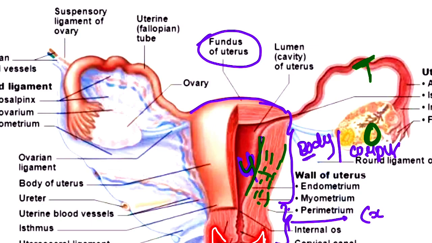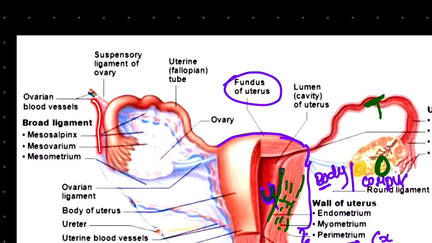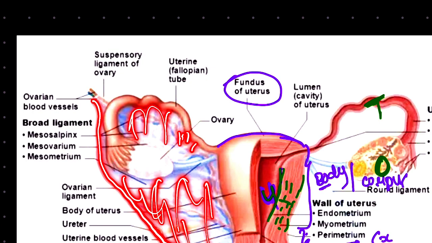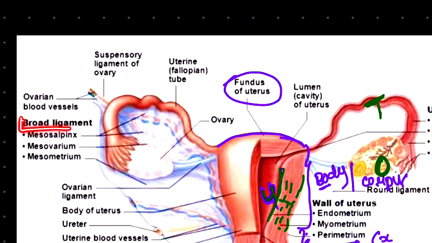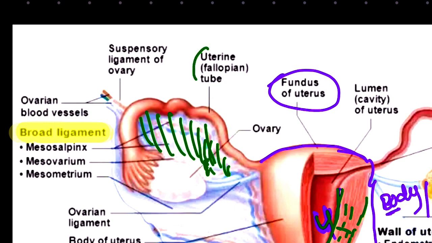Now talking further, what are these sac-like structures? This is double folded peritoneum. Everything that you see here is double folded peritoneum, and these are called the broad ligament. Within the broad ligament, this structure is called the mesosalpinx, which connects the fallopian tube to the other part of the broad ligament.